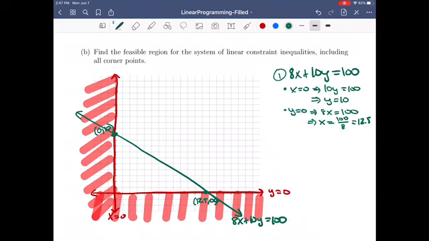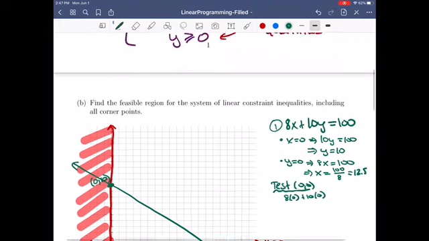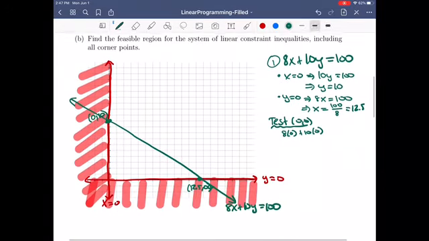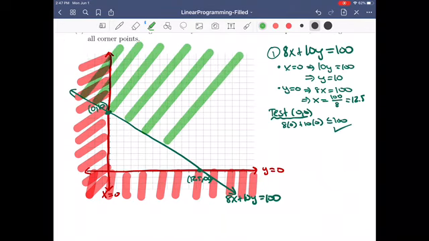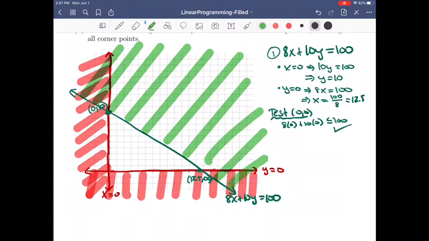So we want to test our point. I'm going to do 0, 0 again. So 8 times 0 plus 10 times 0 should be less than or equal to 100. Okay, this is 0 less than or equal to 100. Okay, that's true. So that's on the solution side. So I want to get rid of everything above this line. Okay, so those are not going to be in our feasible set.